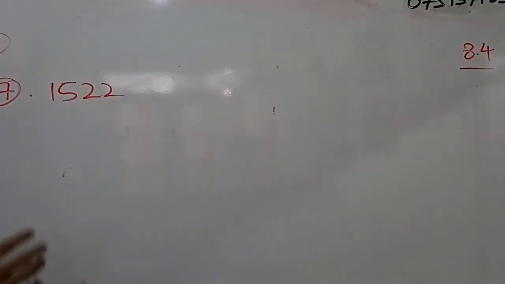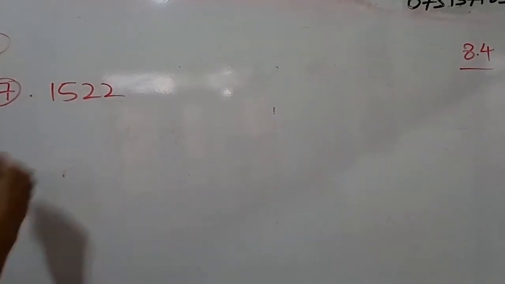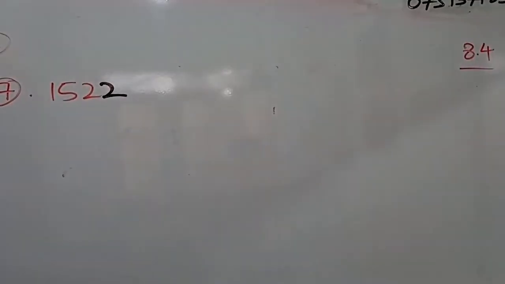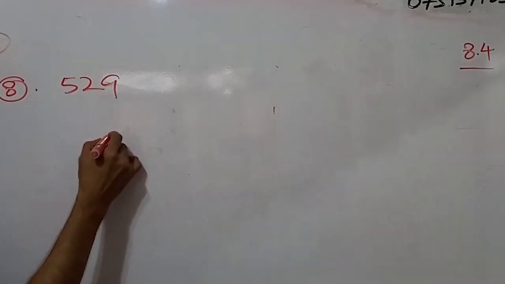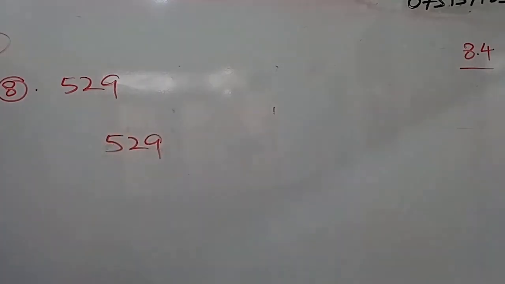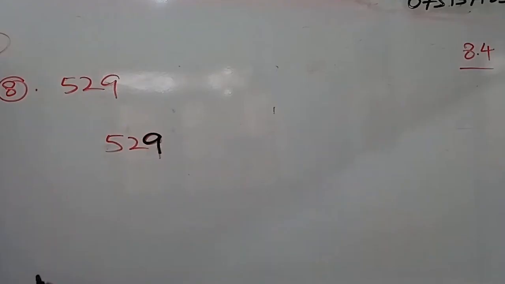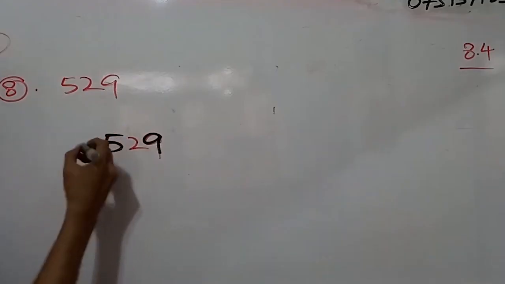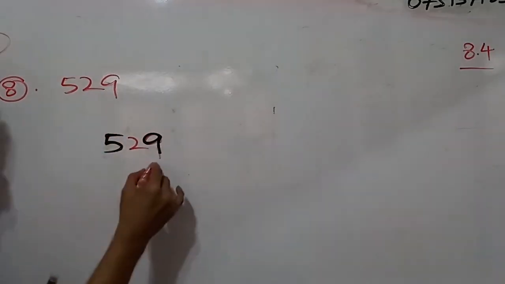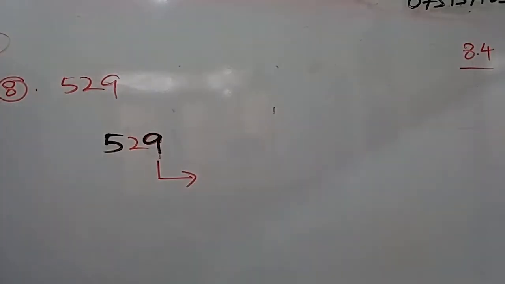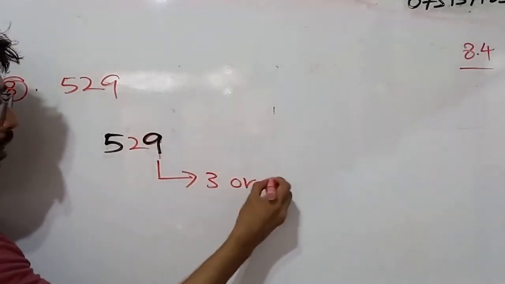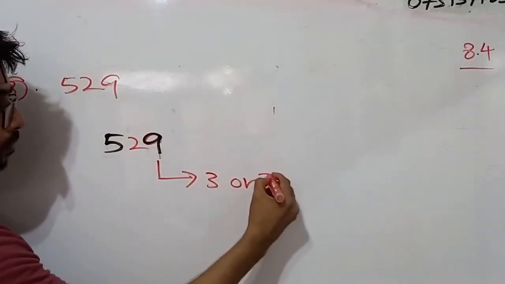So the next number is 1522. So this is definitely not a perfect square. Why? The digit on the ones place is what? 2. So this cannot be a perfect square. Right. So 529. So the digit on the ones place is 9. Digit on the hundreds place is what? 5. So this is 9 now. That means if we think about the square root of this number and the ones place, what can be the digits? It can be 3 or it can be 7.